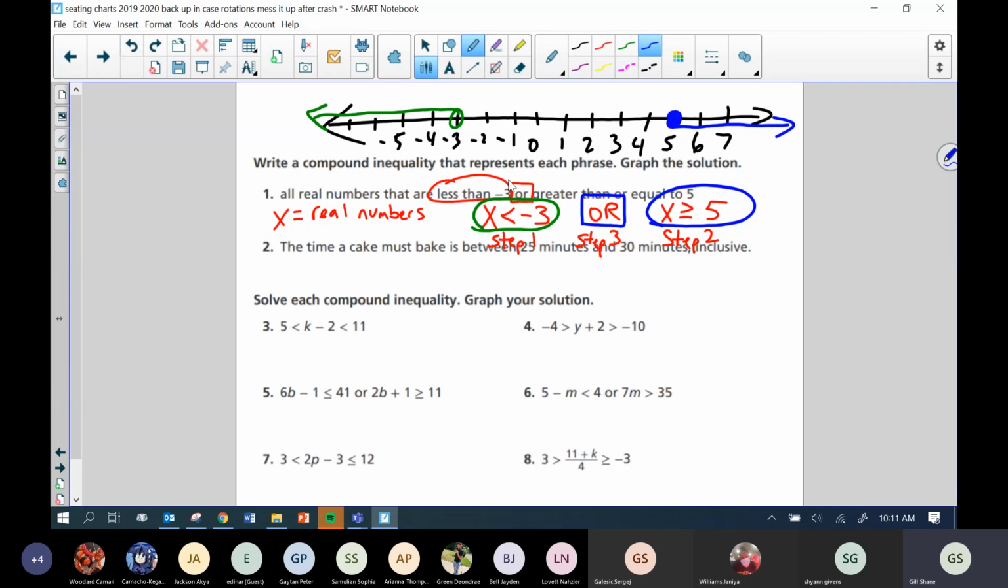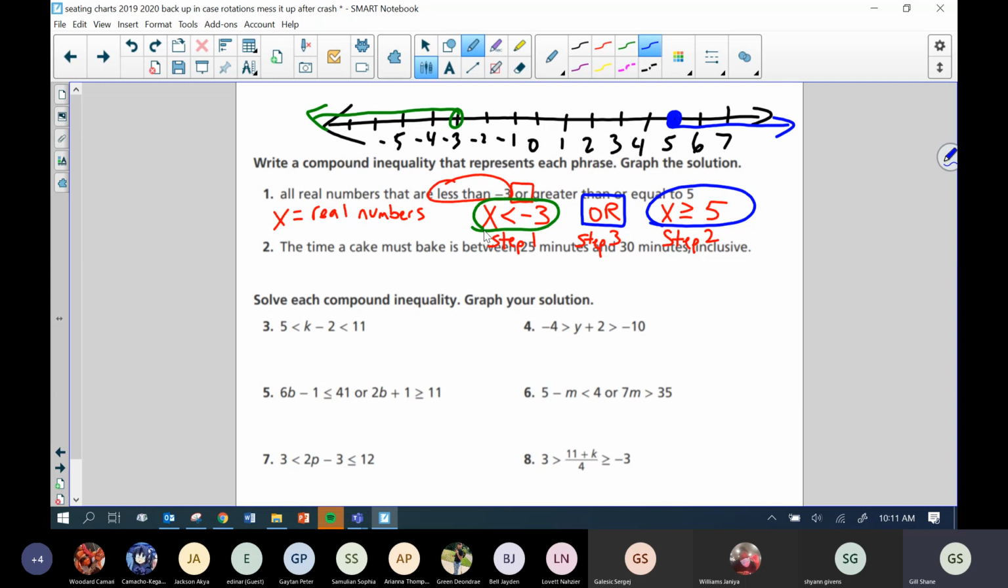If I come up with a number that is less than -3, that's fine. I'm okay with that. That is part of my answer set. Or it could also be greater than or equal to 5. I'm fine with that also. I'm fine with either of these things because I said or here. I don't care which one happens. Either way, I'm fine with it.